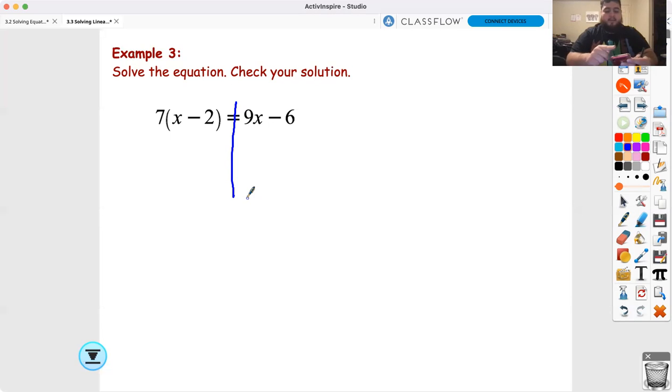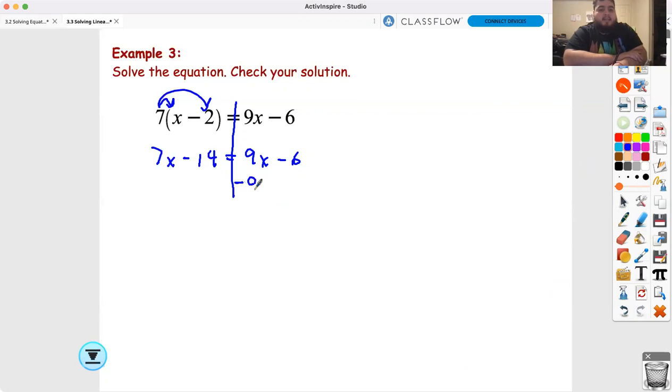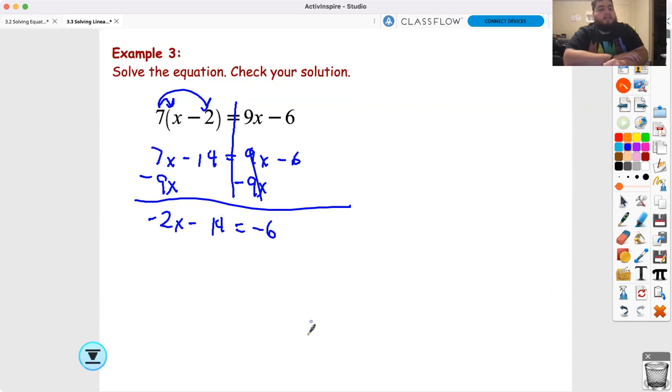All right, that's the timer, guys. So now the first thing we're gonna do on the left-hand side, remember the property, we can distribute the 7. 7 times x is 7x, 7 times -2 is -14. Bring down the 9x minus 6. At this point now, we use algebra to get x's on one side, numbers on the other. So I'm gonna move this variable term 9x, by the opposite of 9x, which is -9x. Do that on both sides, right, to keep it the same. 7 take away 9 is -2x. Bring down the -14 equals -6.